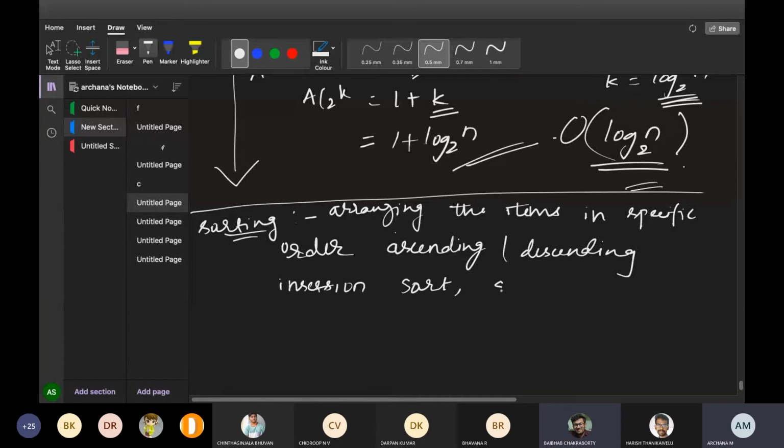Insertion sort, selection sort, bubble sort. These are the different types of sorting techniques you have, so that you can sort whatever numbers there are. You will just keep on sorting them and you can arrange them.